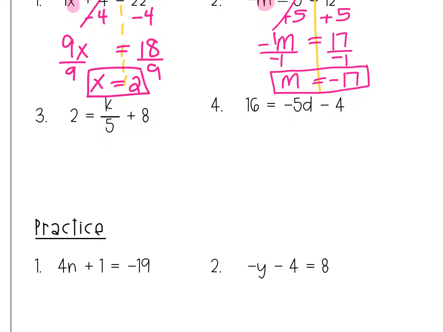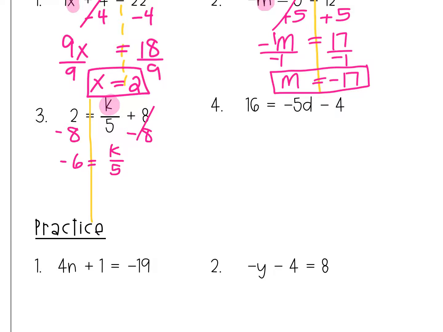Number 3, 2 equals k over 5 plus 8. So my equal sign is here. I want k to be by itself. So let's start by moving the 8 over. It's being added, so we do the opposite and we subtract. 2 minus 8 is going to give us a negative number. This comes out to -6 equals k over 5.